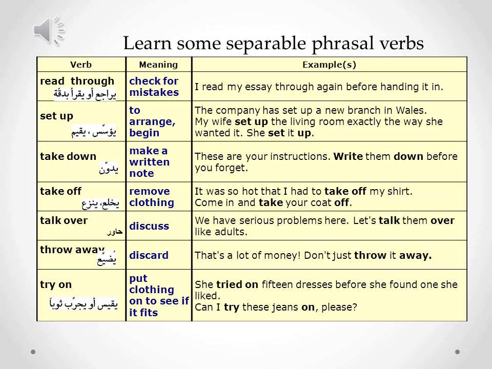And the last phrasal verb here is try on, which means to put clothing on to see if it fits. Examples: she tried on 15 dresses before she found one she liked. And the next example: can I try these jeans on, please?